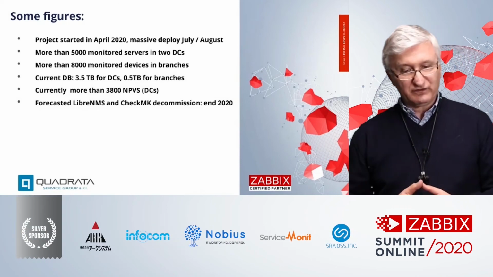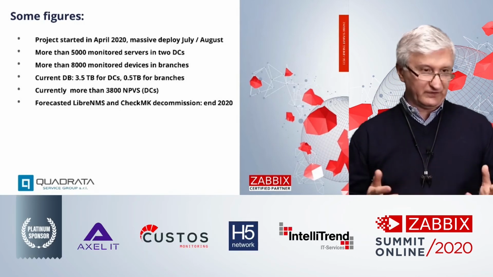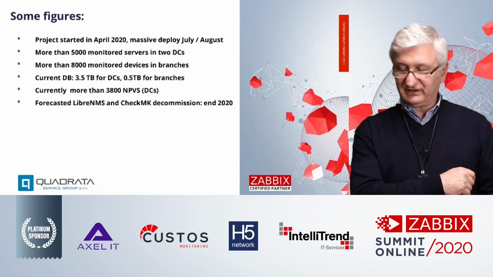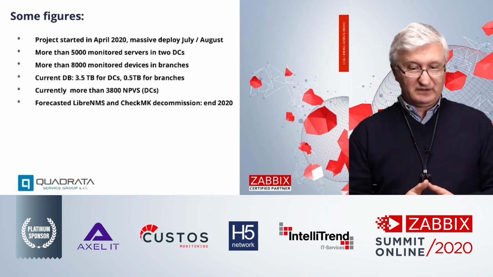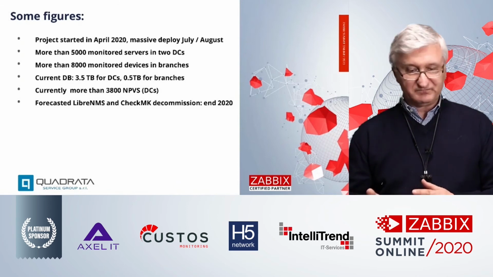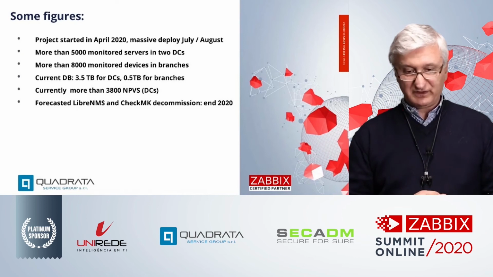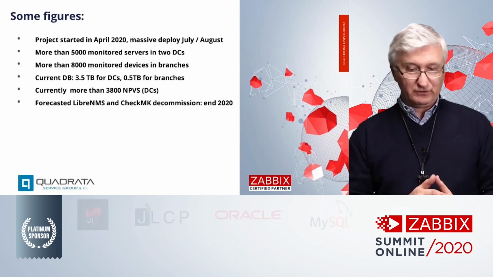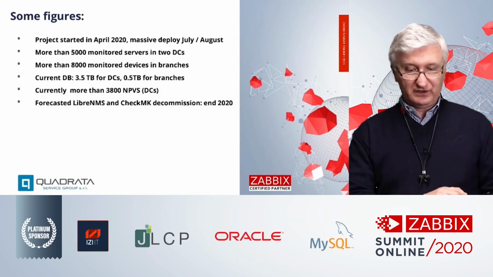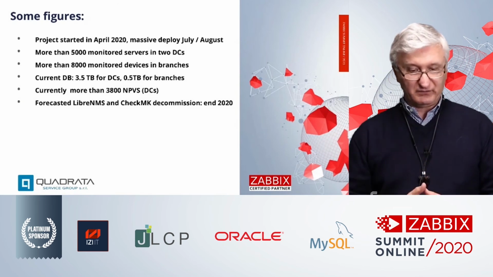At the moment, we have more than 5,000 monitored servers in the two data centers, more or less 2,500 in each data center. In the branches, we have more than 9,000 monitored devices at the moment. Monitored device means not only servers, but also ATMs, mainly switches, interconnection switches, and routers between the data center and the branches.